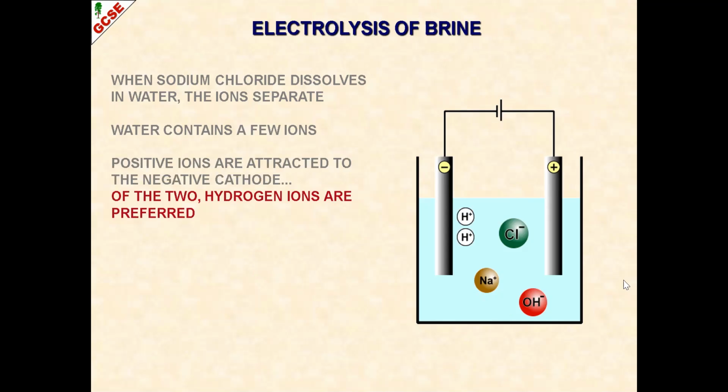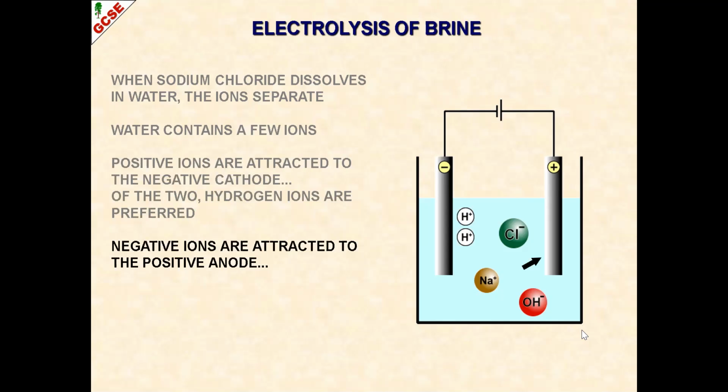On the other hand, the negative ions are attracted to the positive anode. Now which one will be discharged? Hydroxide ion or chloride ion? Chloride ion.